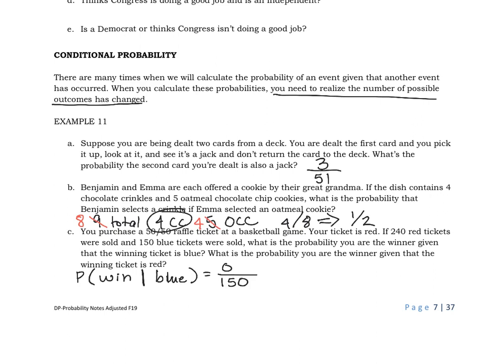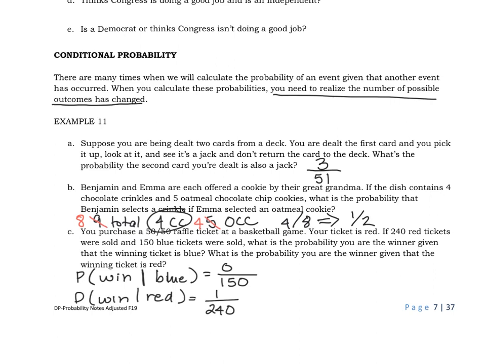And then they said, what's the probability you're the winner given that the winning ticket is red? So now we're going to look for the probability that you win given the winning ticket is red. Well, how many winning tickets are there? I'm sorry. Well, 1, right? How many red tickets are there? 240. And now how many winning tickets were there? 1. So given that the winning ticket was red, what's the probability that you would win is 1 out of 240.